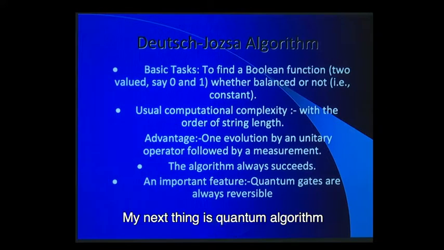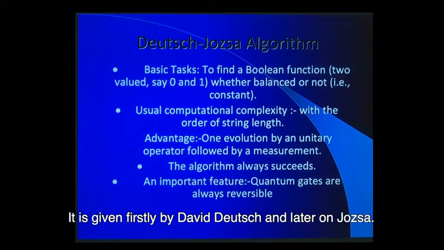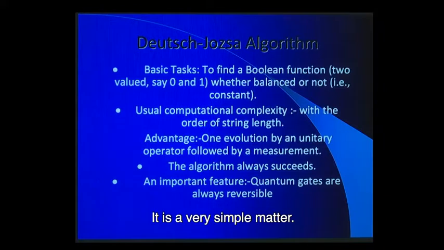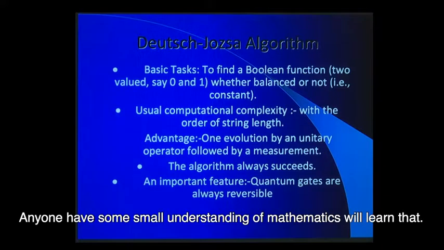Now, my next topic is a quantum algorithm. It was given firstly by David Deutsch and later on by Jozsa. So, it is now known as the Deutsch-Jozsa algorithm. It is a very simple matter. Anyone with some small understanding of mathematics will learn that.